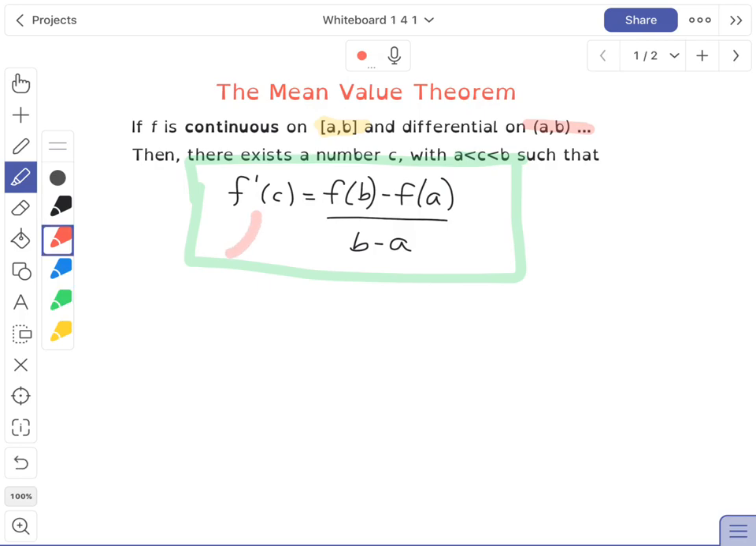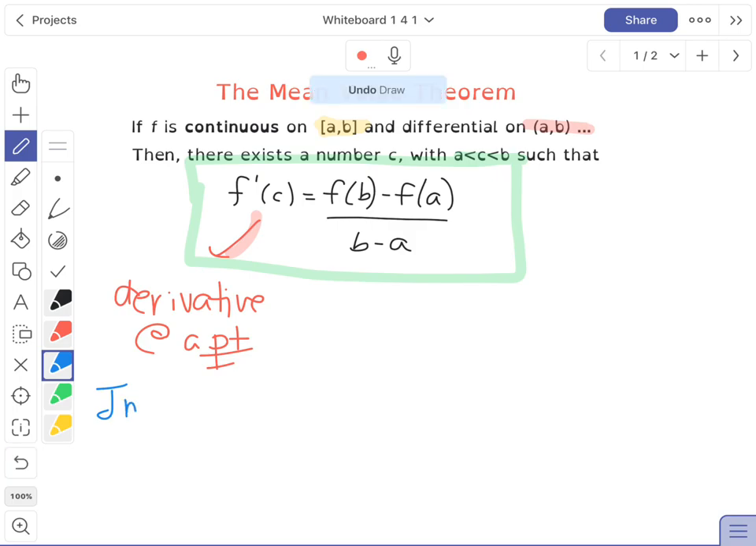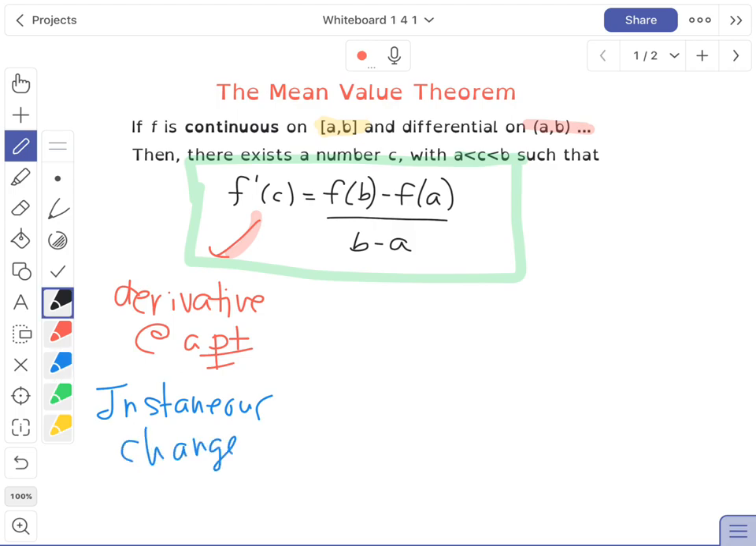So this is the derivative of a point, which we called our instantaneous rate of change. But if we look at the right side, what we can see there is that's just our slope formula, right? It's just the change, the average change over an interval. So I'm going to label that as average change. Right? Where did you end up compared to where did you start over the distance in between them?